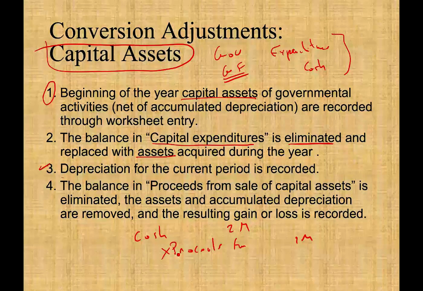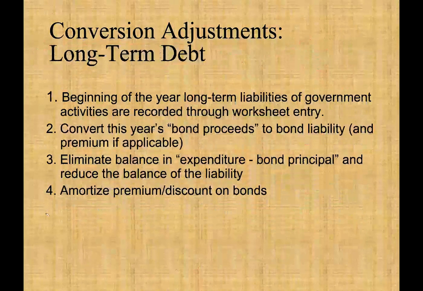If we sold the asset, we have to credit the capital asset and record either a gain or loss, basically from the sale. So this is what we need to do. So those are the steps. And don't worry, we're going to look at them a little bit more in detail through examples. But again, those are the 4 steps. So when you are adjusting capital assets, follow these steps.